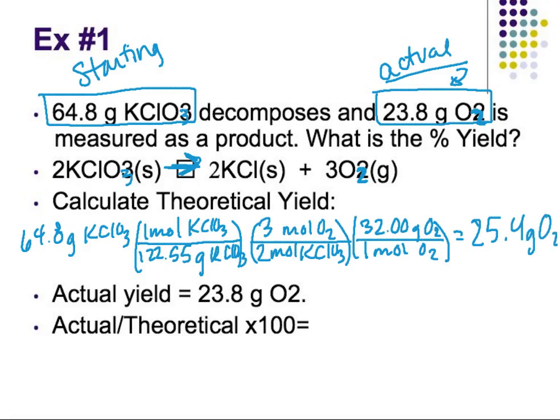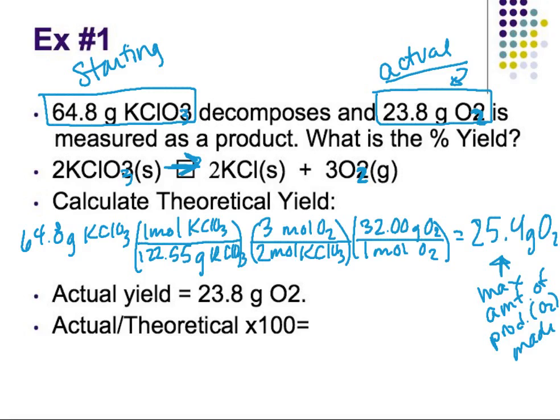So what makes these percent yield problems hard is not the 3-step calculation. It's now you're expected to know what these numbers mean. So what this number means is this 25.4 grams is the maximum amount of product that I could possibly make. And that product is oxygen gas. So 25.4 grams is the absolute most amount of oxygen that I could ever make from 64.8 grams of potassium chlorate. So that is my theoretical yield. I just calculated it. It's 25.4 grams.